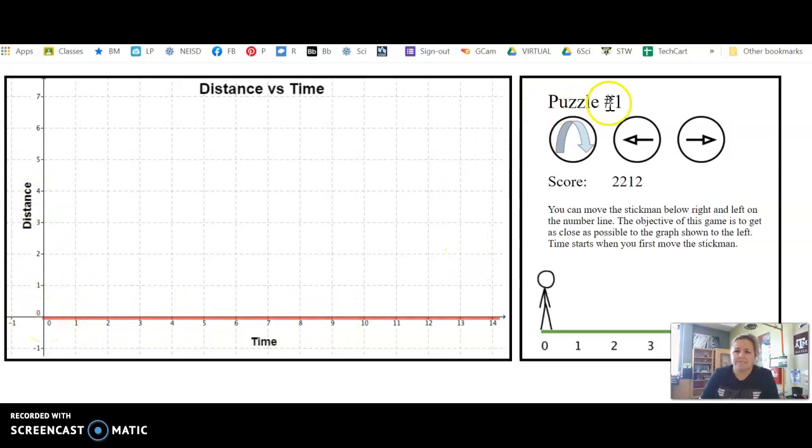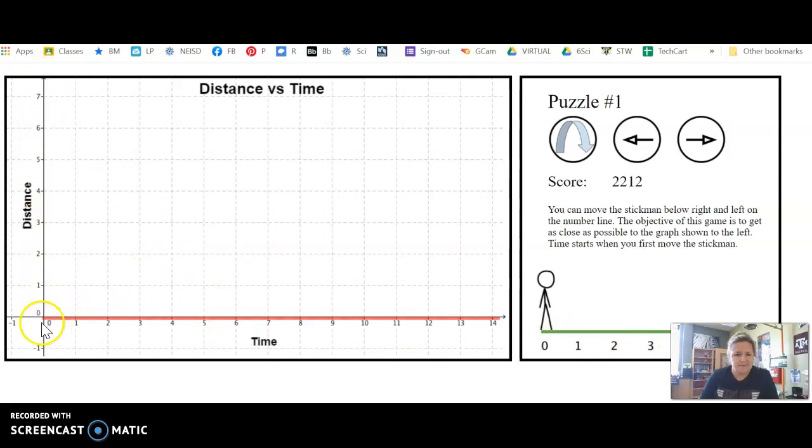Okay, so notice this is puzzle 1. I've got kind of a reset button and then a forward and back, like you just saw me click through the different puzzles. And it says you can move the stickman below, right and left on the number line. So you've got 0 to 6. The objective of this game is to get as close as possible to the graph shown on the left. Time starts when you first move the stickman. Okay, so notice it only goes from 0 to 6, and this corresponds to what is on the y-axis.